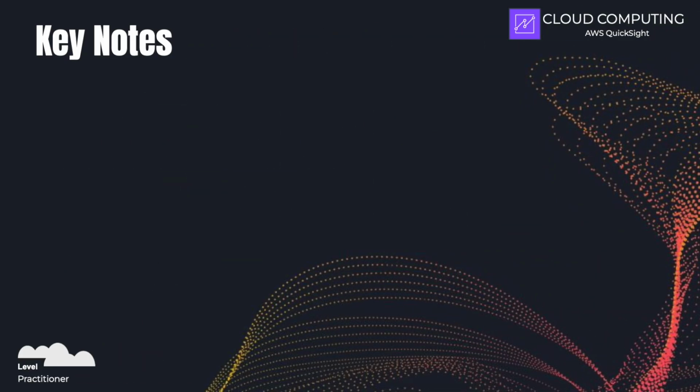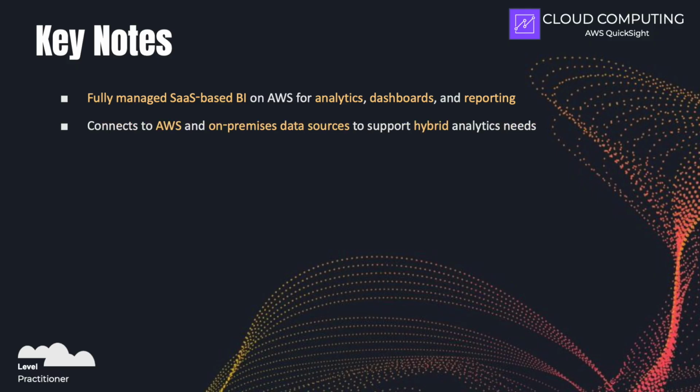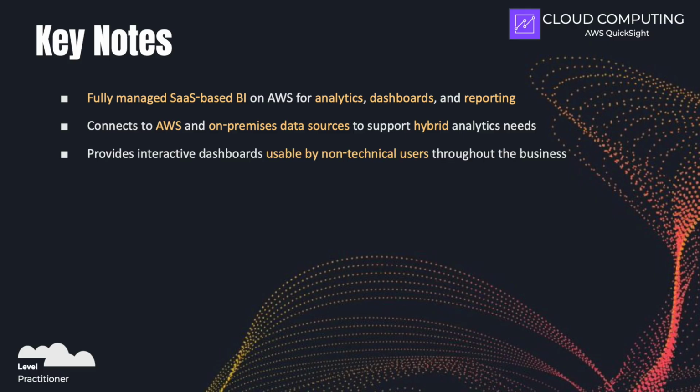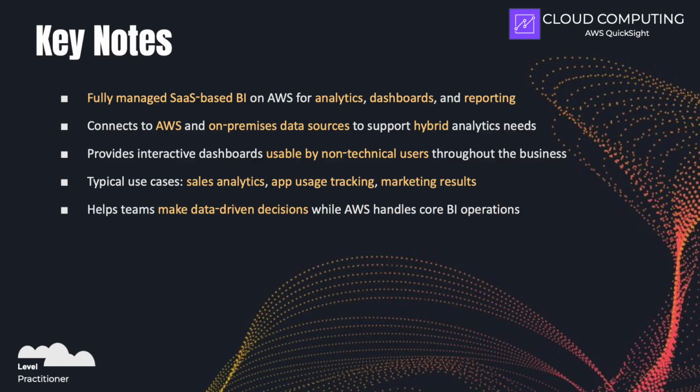Okay, to summarize the key takeaways and what you should remember about this service, we can say Amazon QuickSight is a fully managed SaaS-based business analytics service from AWS. It connects to both AWS and on-premises data sources, and it lets you build interactive dashboards and visualizations so that people across the business can explore the data without needing deep technical skills. It's commonly used for things like sales analytics, application usage analysis, and marketing performance tracking, and it helps teams make more data-driven decisions while AWS handles the heavy lifting behind the scenes.